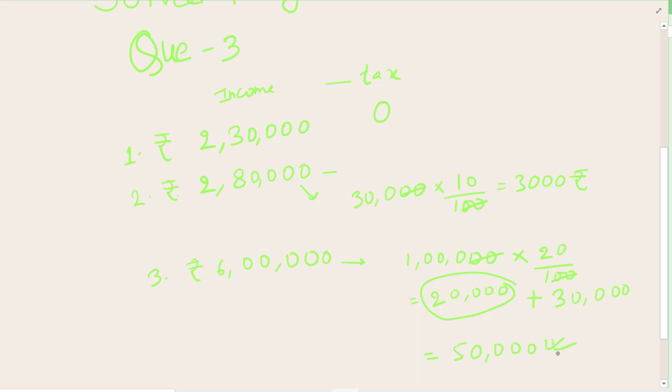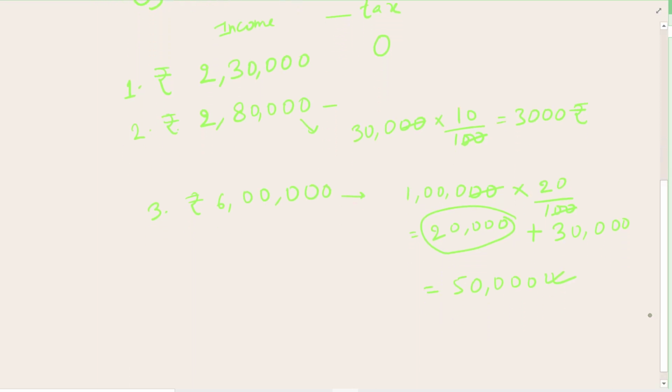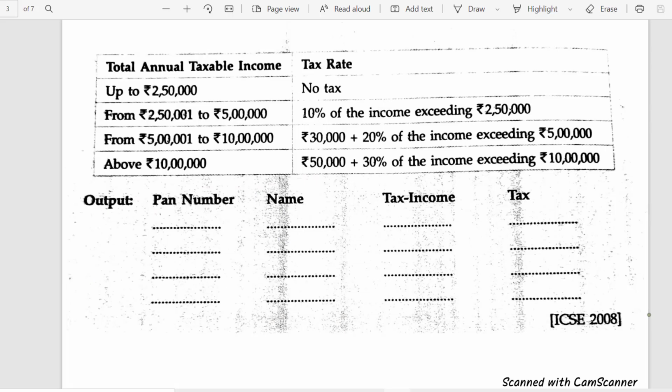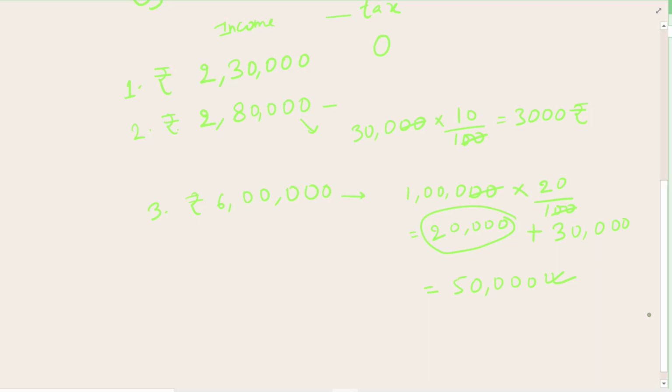So you will have to give 50,000 of your income to the government. Okay, now let's do case number 4, where your income is above 10 lakh. So say, suppose your income is 12 lakh. I write case number 4: my income is say 12 lakhs, that is above 10 lakhs.